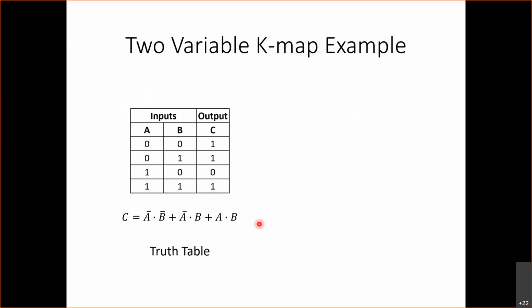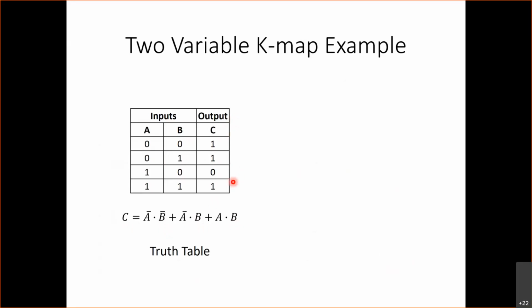So here, let's say we had this truth table. We have 2 inputs to our logic block, A and B, and we have the output C. And here we have 1 in 3 of these cases and 0 in the other case. If we were going to write the logic equation directly from the truth table, we'd get not A and not B, which corresponds to the row 0, 0. Then the row 0, 1 gives us not A and B. And then the row 1, 1 gives us A and B. So this is the logic equation to represent this truth table specification of the logic block.